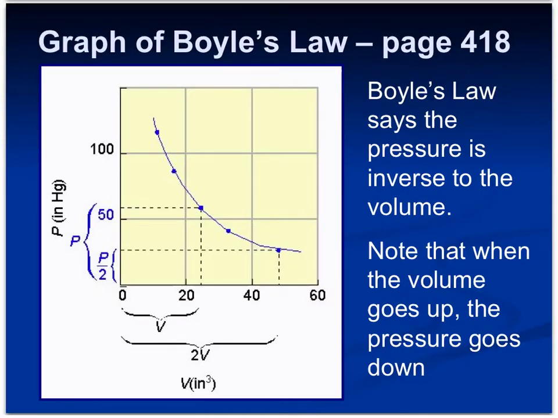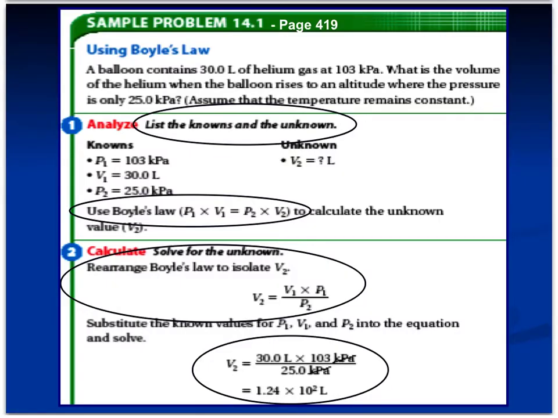We can also use graphs to show this. If you look at the axes here, we can see pressure on this side, measured in millimeters of mercury, and volume over here. As our pressure goes up, our volume is low, but as our volume is high, our pressure is low. It says here that Boyle's Law says the pressure is inverse to the volume, and note that when the volume goes up, the pressure goes down. I would call this a reverse J-shaped curve, which indicates this inverse relationship between the variables. Here's a sample problem that comes from the regular chemistry student's textbook.